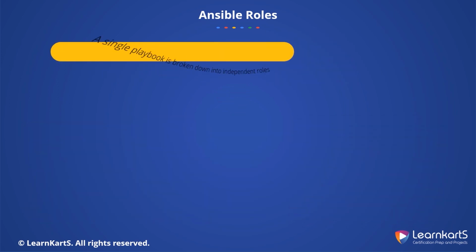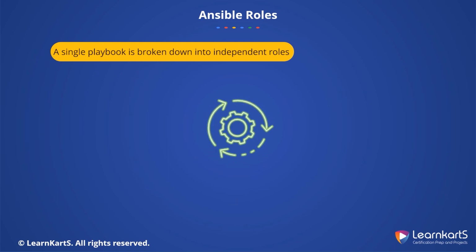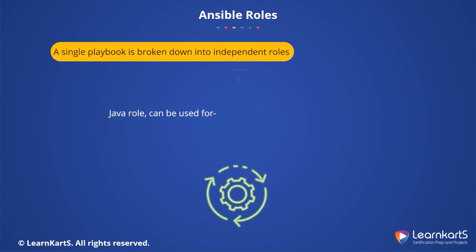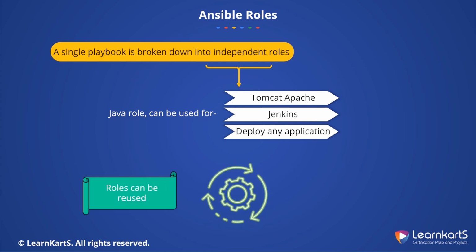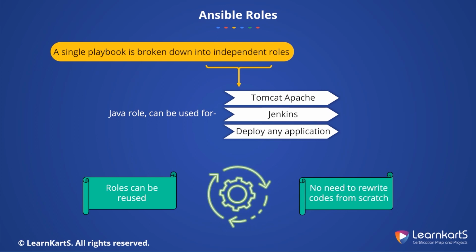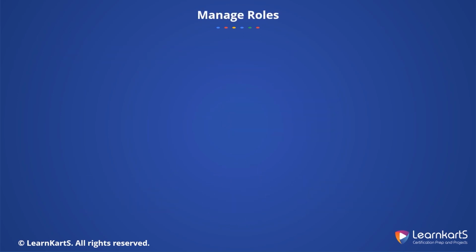Now, a single playbook file can be broken down into these independent or isolated roles, so that instead of having a huge playbook file, we can create roles. For example, I create a Java role. If I have a Java role, then not only Tomcat, Apache, Jenkins, but even if I'm trying to deploy my application, I can use the same role. Roles help us bring in reusability so that we don't have to rewrite this code from scratch. Definitely our effort is saved and we can put that effort into something more productive.